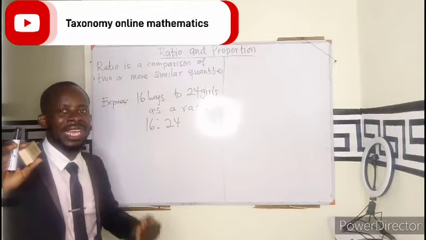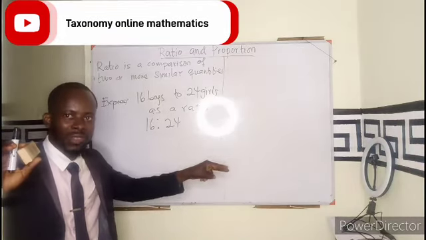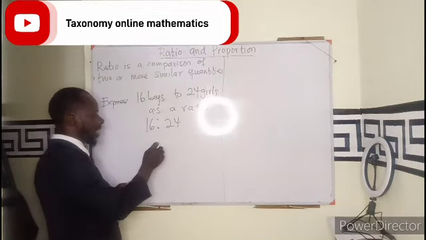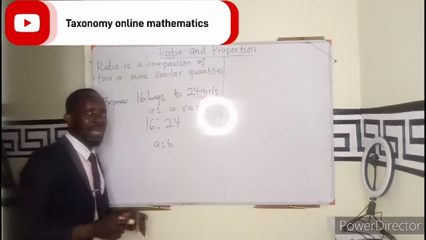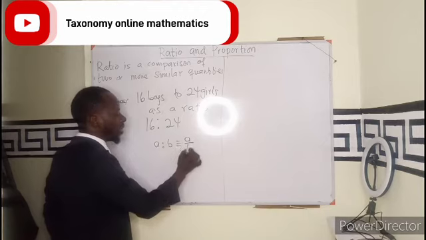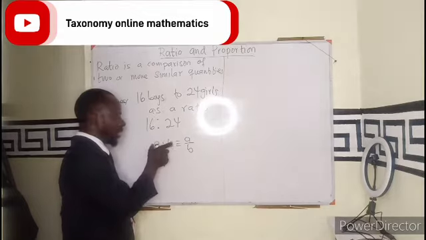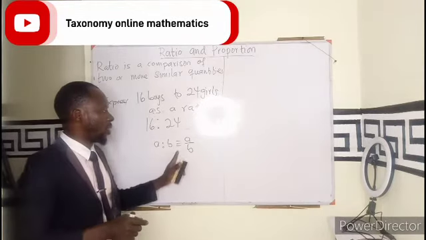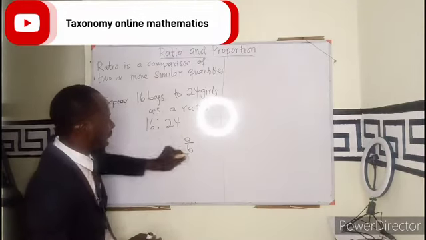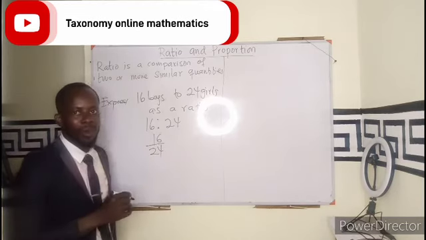That is, written in the smallest form, whereby there will be no common factor between the two quantities. So if a ratio is written as A is to B, it can also be written as a fraction, as in A over B. We know A is to B is a ratio. This ratio also can be translated or is equivalent to A over B. So simply put, I can still write my 16 is to 24 to be 16 over 24.